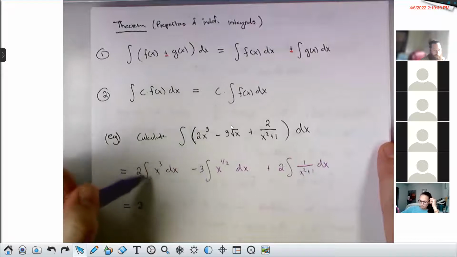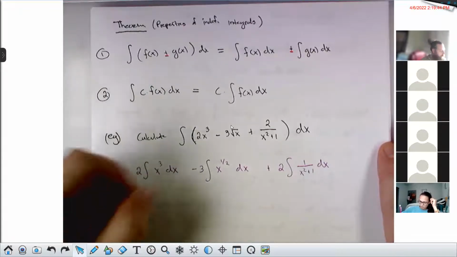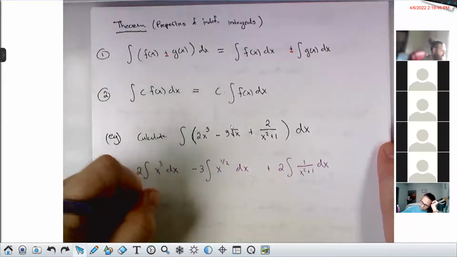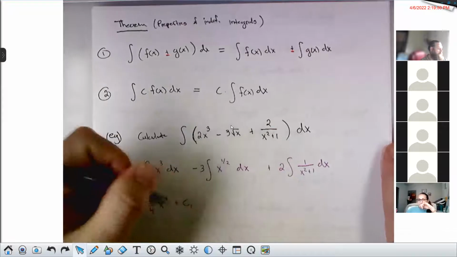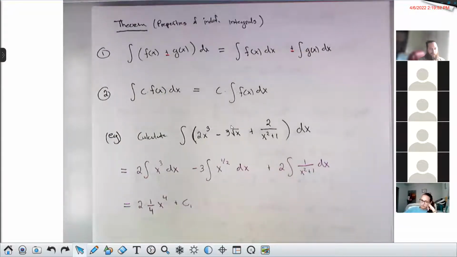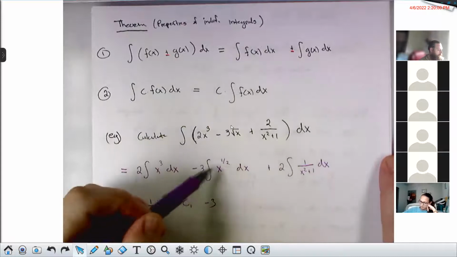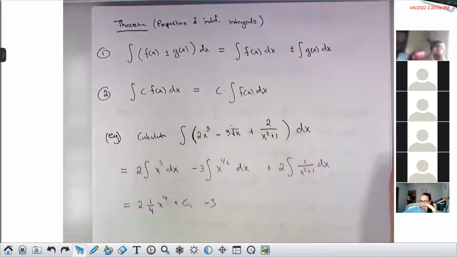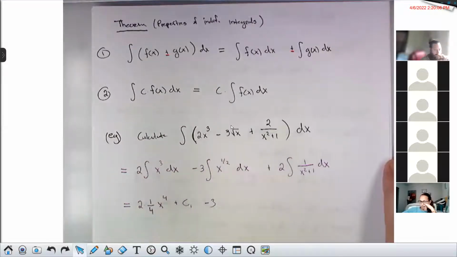The indefinite integral of x cubed would be the most general antiderivative of x cubed, which is 1/4 x to the 4. And I'll go ahead and write a plus c1 here. And then we would have minus 3 times the indefinite integral, or most general antiderivative of square root x, which is x to the 1/2.